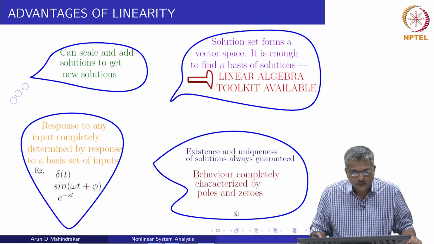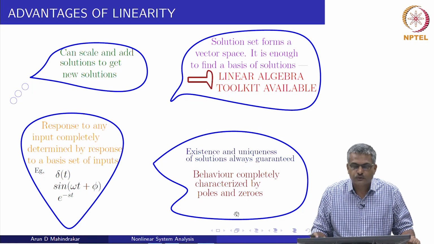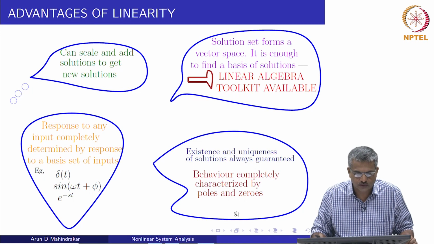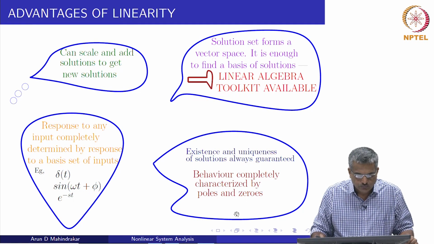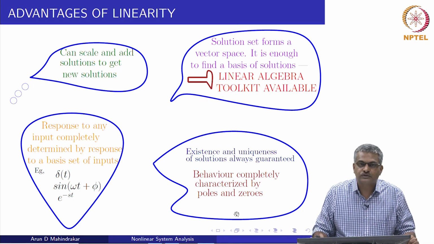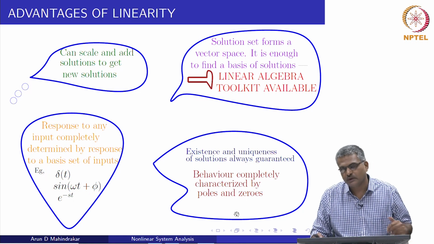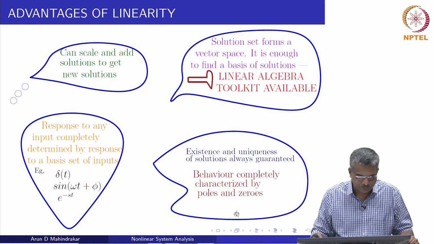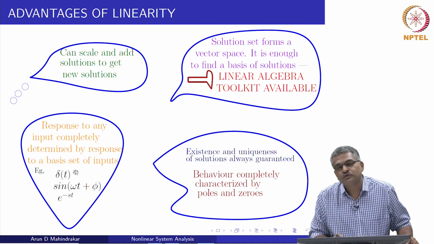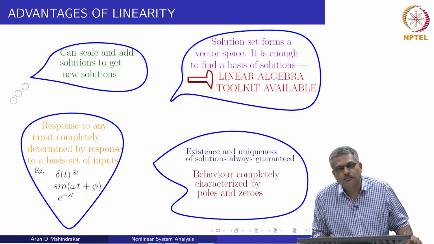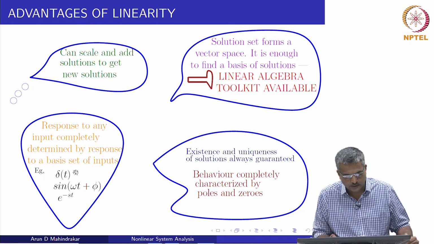The first advantage is one can scale up the solutions to get new solutions, right. So, if you have two solutions, you add them up and you get a new solution, and if you know the response of the system to an existing set of inputs, we call it a basis set of inputs, then you can generate the solution to any other input by a linear combination of the responses to these basis inputs, right. For example, if you know the response to a step input, then you know the response to an impulse input by just differentiating the output, right.